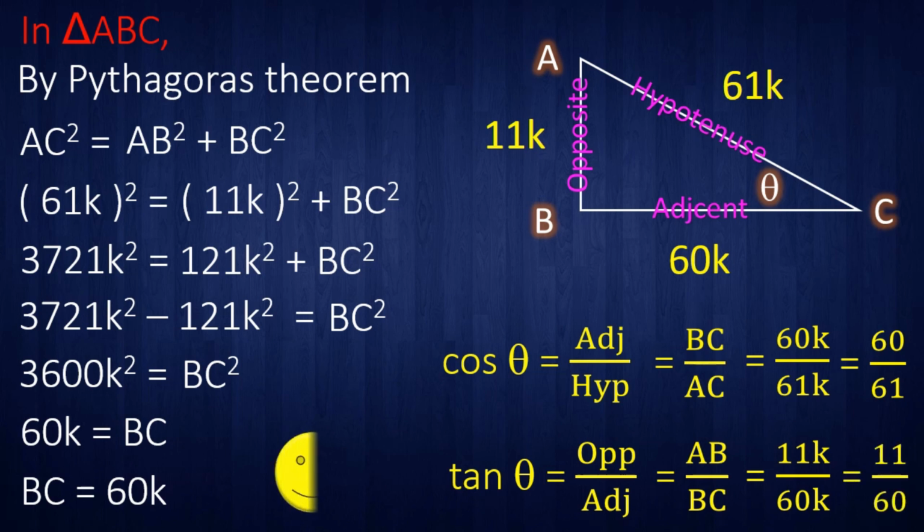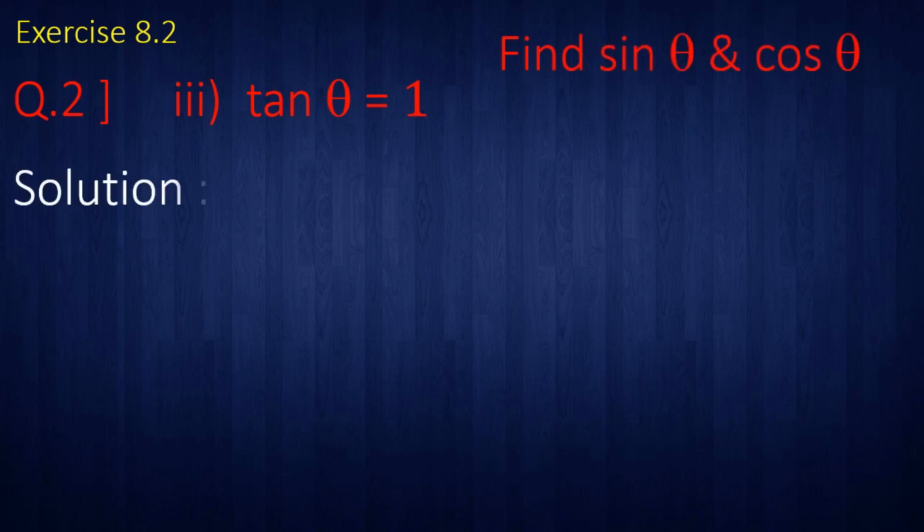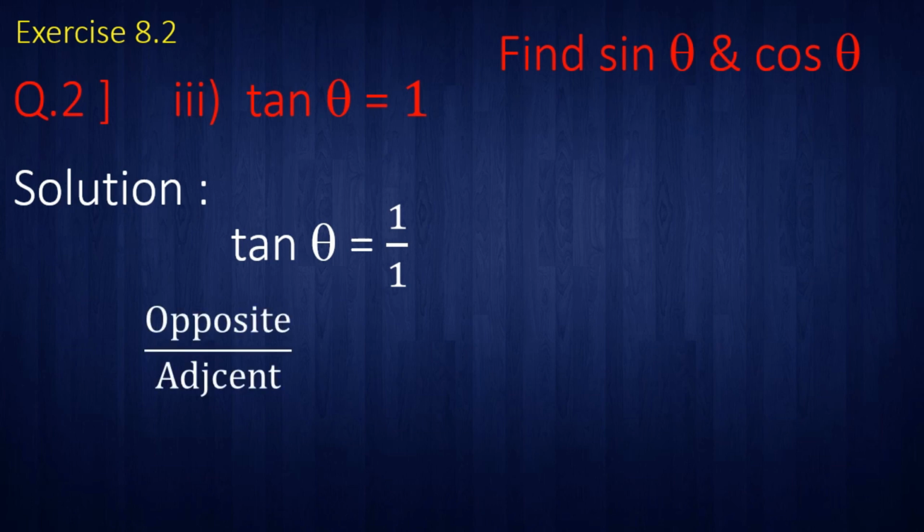Now students, question number 2 from exercise 8.2 means it is exact number 3. Question number 3 of the second part. We have to find sin theta, cos theta, tan theta; tan theta is given 1. 1 we can write as 1 upon 1. Tan formula is opposite side upon adjacent side, 1 upon 1.